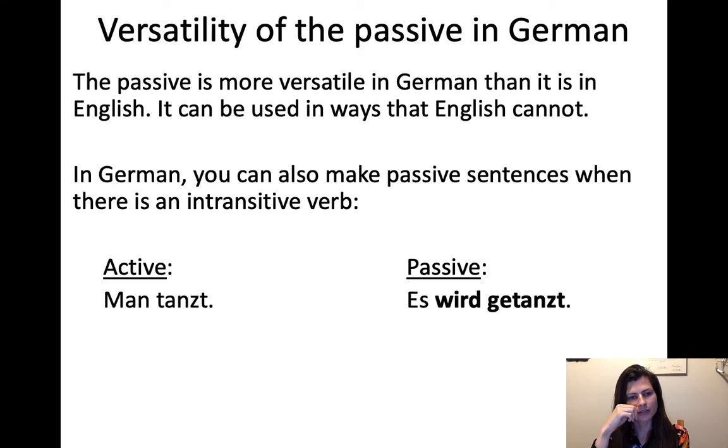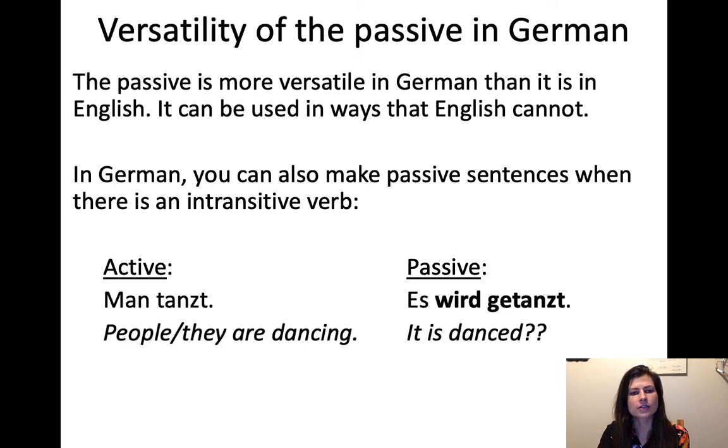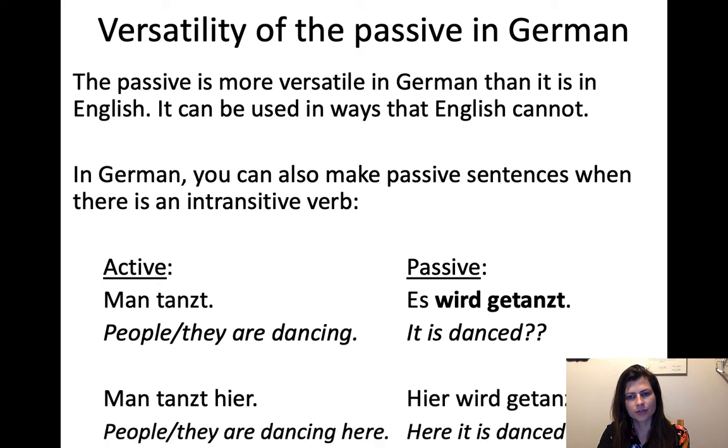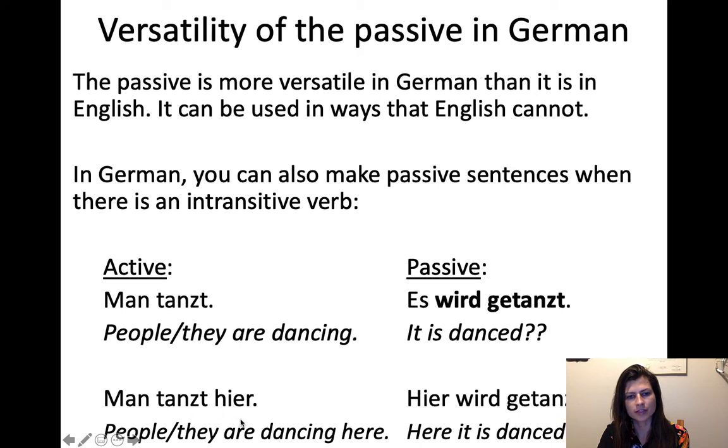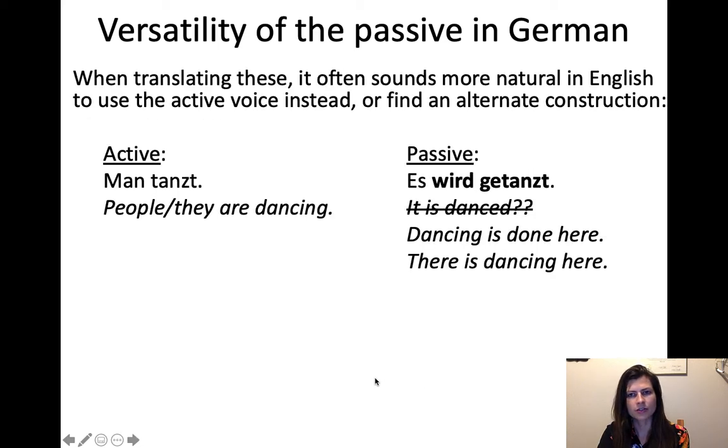This is kind of a classic example. Man tanzt, which is people are dancing, they are dancing. And then es wird getanzt is a very common type of construction, and you would just translate it as it is danced, but really, what does that even mean? So you could also say, let's look at these, man tanzt hier, which would be people are dancing here, and then hier wird getanzt, here it is danced. I don't think we would say it quite like that in English, right? So we have to think of some alternate constructions sometimes. You can either change it into the active or just think of another way to say it.